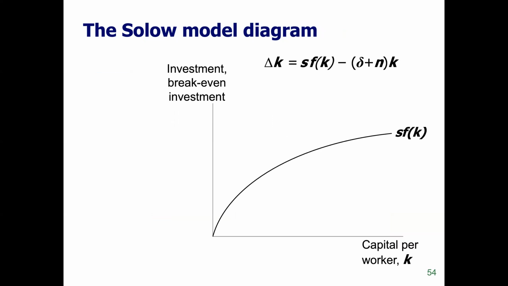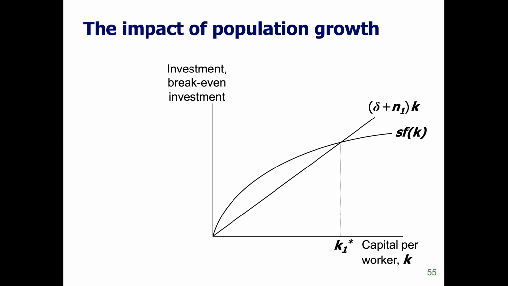Okay, so now let's look at the new revised Solow model diagram. What looks like delta K is really dK/dt. And we have our steady state. The steady state with population growth is where sf(K) equals (delta plus n) times K. Use the same notation K star for that. It's still called the steady state level of capital per worker.